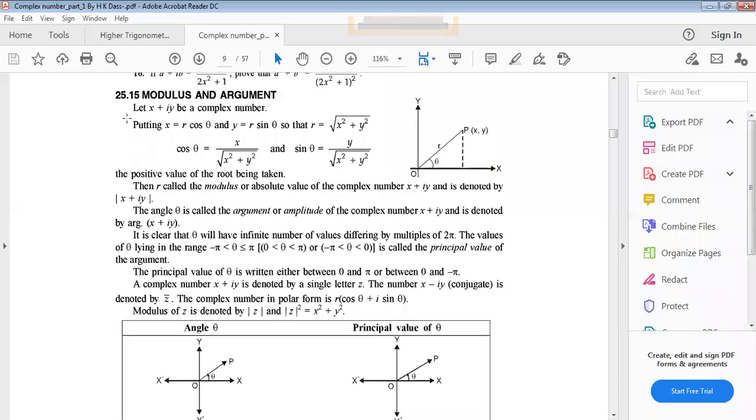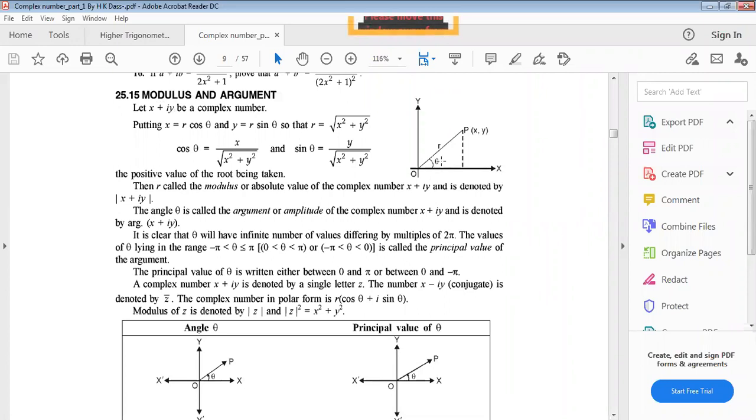Modulus and argument. We already know that x + iy is a complex number, or a + ib, in any form. This type of form is called a complex number. Now putting x = r cos θ and y = r sin θ. From this Argand diagram, along the x-axis we get the x value, that means the real part, and along the y-axis we get the y value, that means the imaginary part. After putting x and y, we get the point (x, y). This point P represents the complex number x + iy. This is the Argand diagram of this complex number.